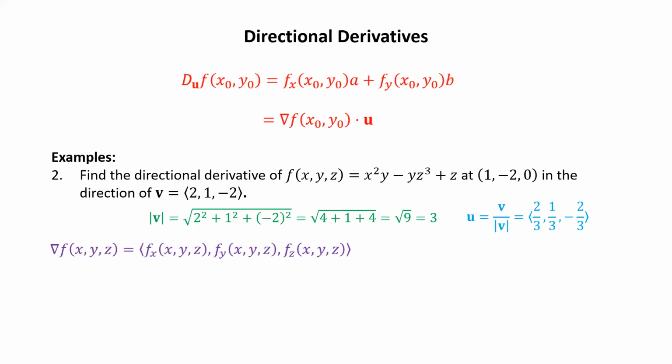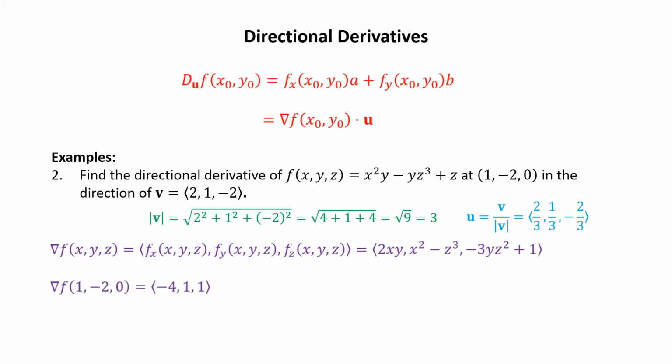Next, we compute the gradient of f. In this case, the gradient of f has 3 components: the partial of f with respect to x, the partial of f with respect to y, and the partial of f with respect to z. The partial of f with respect to x is 2xy. The other terms are 0. The partial of f with respect to y is x squared minus z cubed. The third term becomes 0. And the partial of f with respect to z is 0 minus 3yz squared plus 1.